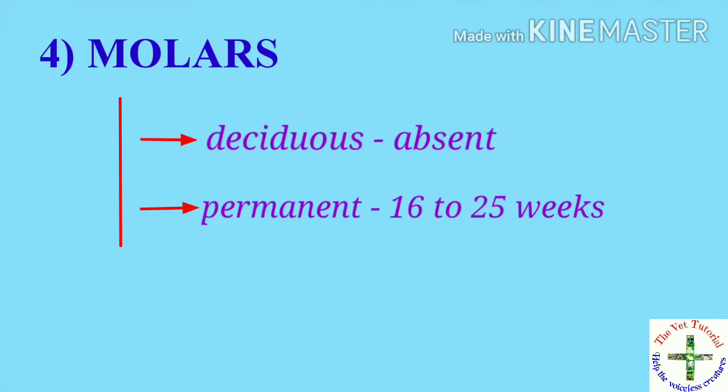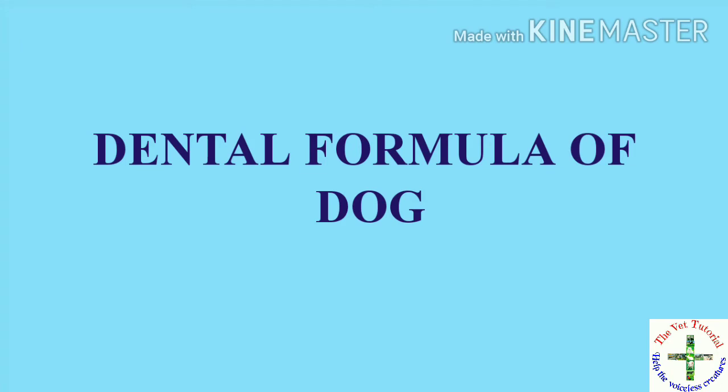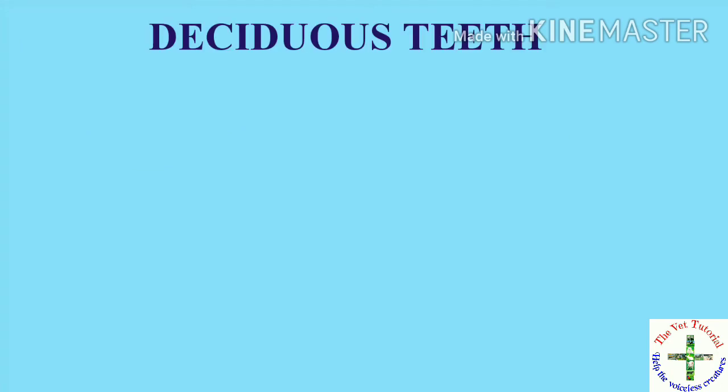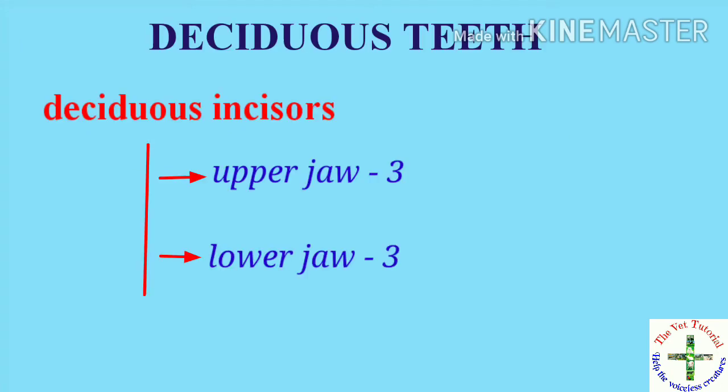And then let's study about the dental formula of the dog. First, deciduous teeth. There are 3 deciduous incisors on the upper half of the jaw and 3 deciduous incisors on the lower half of the jaw. Then deciduous canine. The dog contains 1 deciduous canine on both lower half of the jaw and upper half of the jaw. Then deciduous premolar. There are 3 deciduous premolars on both lower half of the jaw and upper half of the jaw.